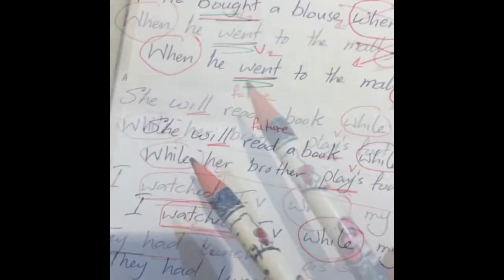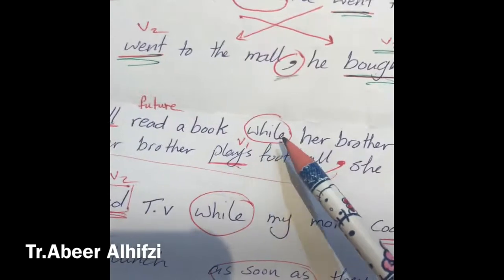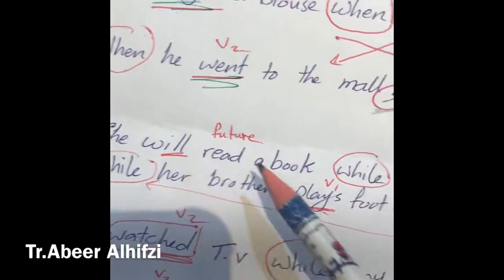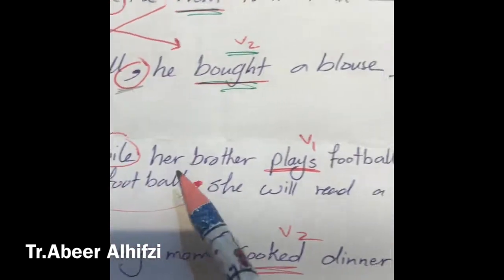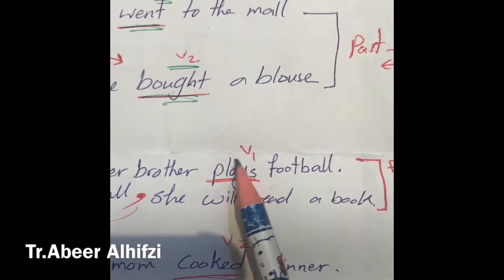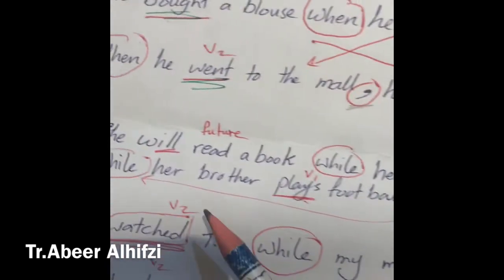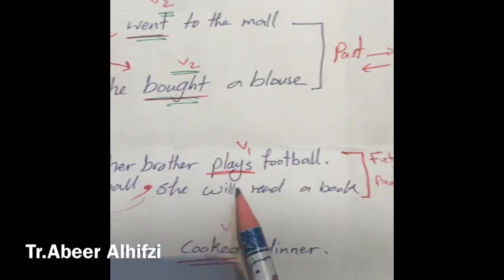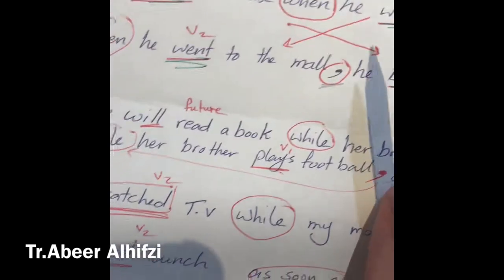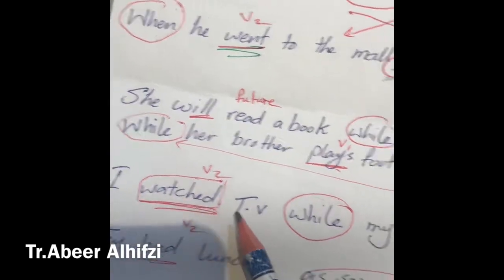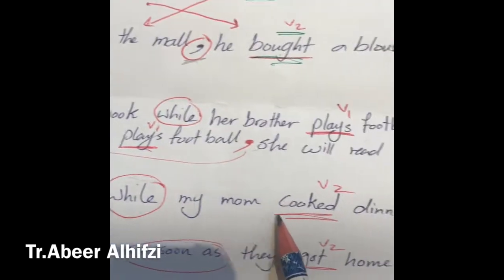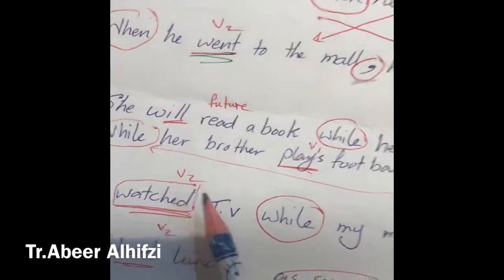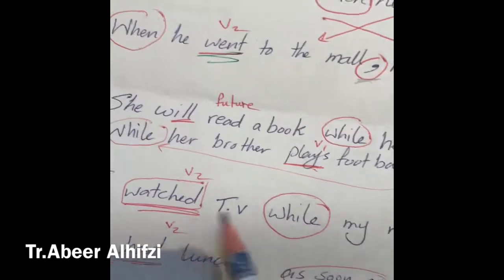The same thing we will apply using while. Here, she will read a book while her brother plays football. Here I have future, and here the time clause is in the present simple tense. While her brother plays football, comma, she will read a book. The same thing. I watched TV while my mom cooked dinner. Verb 2, and also here verb 2.